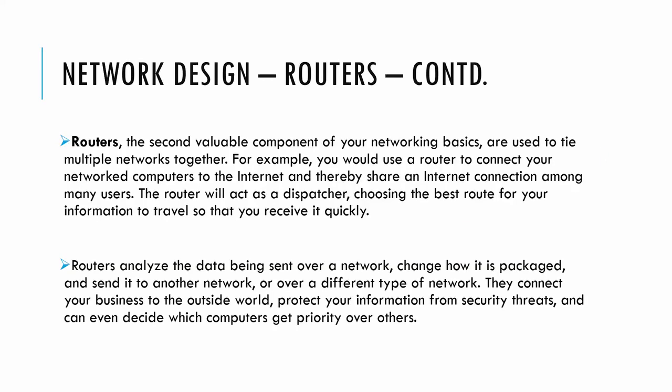So besides switches, there's routers, the second most valuable component of networking basics. So when you think of a router, it's basically tying multiple networks together. For example, you can use a router to connect your network computers to the internet and thereby share an internet connection among users. So think of it, in your own house or apartment, you have a router, right? What you're doing with that router is receiving the internet from the provider and then dispersing it to all the laptops, computers, devices in your home. So the router is really just a dispatcher, and it chooses the best route to disperse this information, so you receive it the quickest.